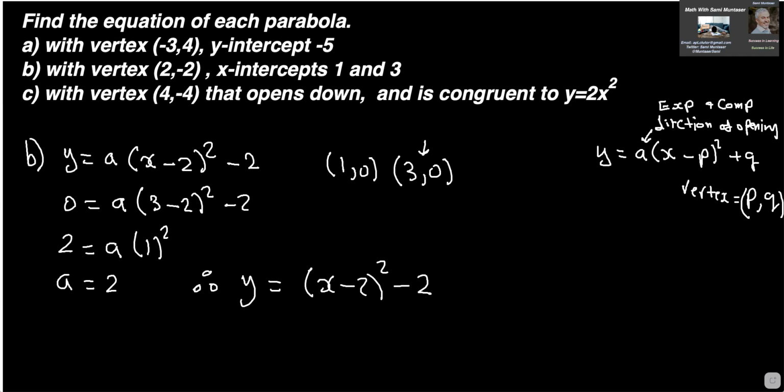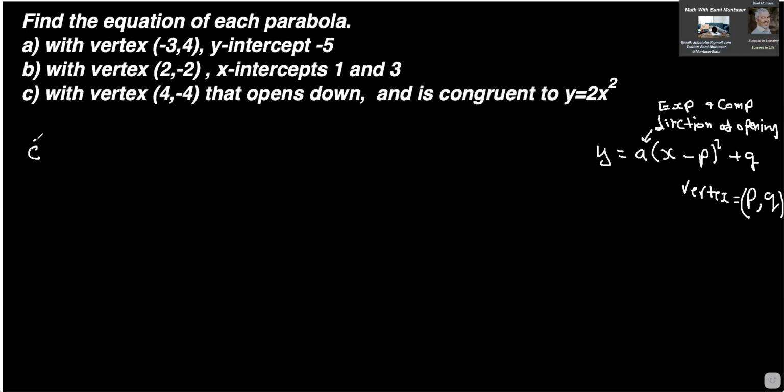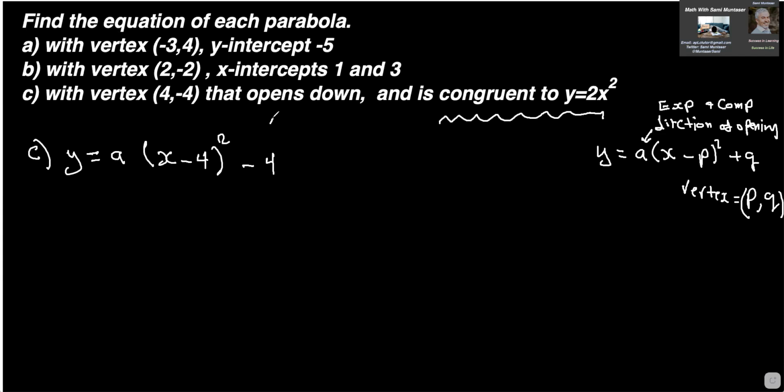One more, we're going to do C. So these are the 3 different scenarios that you would see with parabolas, where they ask you to find the equation in vertex form of a parabola. Okay. So for C, I'm going to fill in the stuff right here. Y equals A. My vertex is 4 and negative 4. So it's going to be (x minus 4) squared. That's P. And then Q is negative 4, so minus 4. Now here they're saying it's congruent to y equals 2x squared, and it opens down.